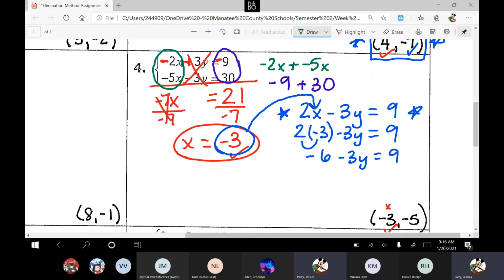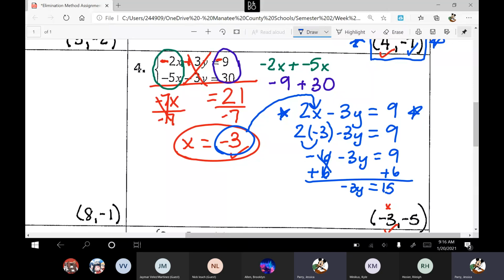Got one answer so far. Give me a couple more. See some people typing. Awesome, good job. So the next thing we're doing is add 6 to both sides. So this cancels out. Negative 3y equals 9 plus 6, which is 15. What's my last step?